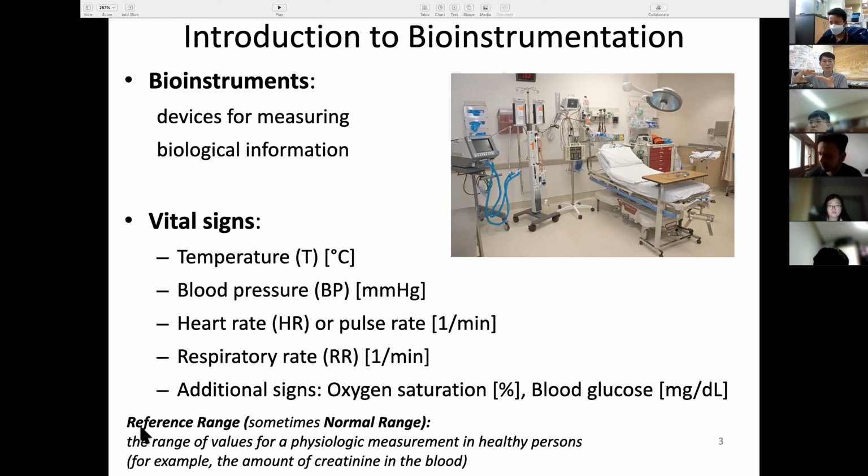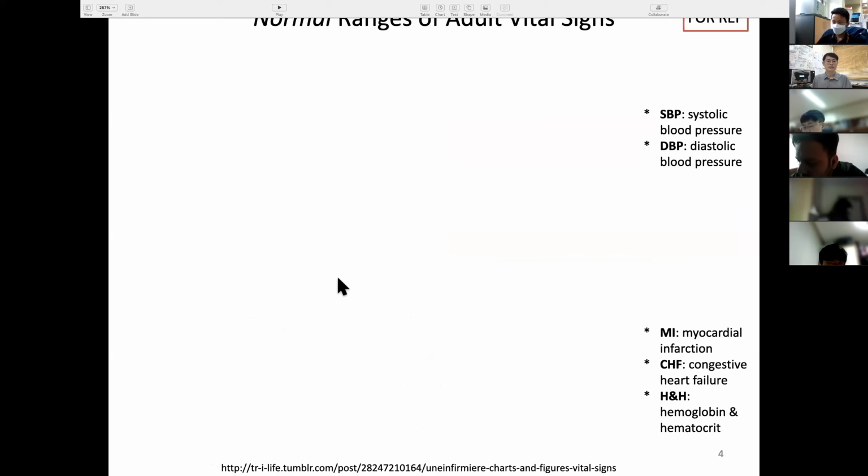And what's maybe more important is the trace of history of my blood pressure. If it's getting abnormally, strangely higher, then it can be more of an issue. So this is now changing. Instead of putting a normal range in the general population, I think we are moving towards personalized bioinformation. Okay, but the normal range is the range of values for a physiological measurement in healthy persons. So at least it's important to know what the general normal range of this is.